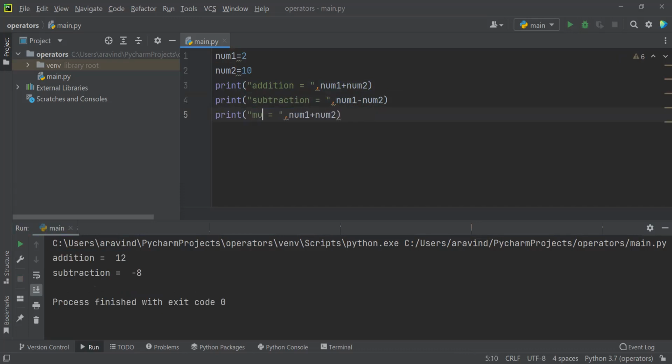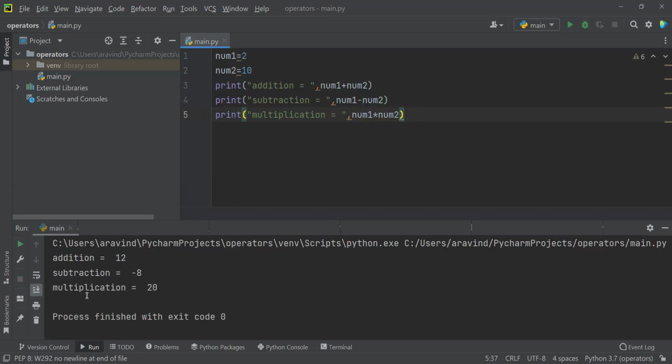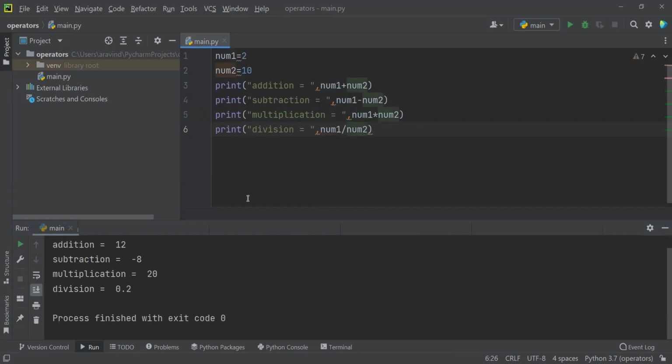Now is multiplication. What is the result of this? If we simply replace the plus operator with the multiplication operator here and run the program, you can see 2 times 10 is 20. We got the result 20, and you can divide. Simply put the division symbol instead of plus. 2 by 10, we know we got 0.2.